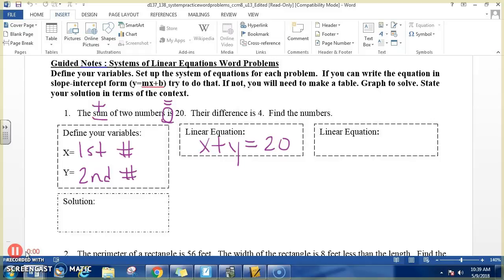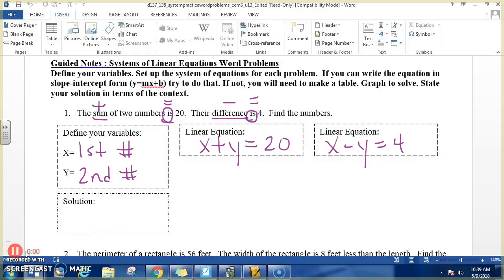Okay, it says their difference is 4. Their difference. So if you remember, difference actually means to subtract. So the difference between the two numbers, which are x and y, represented by variables right now, is, and remember is means equals, 4. Okay. We have two equations, we have two variables, we now can solve, okay?